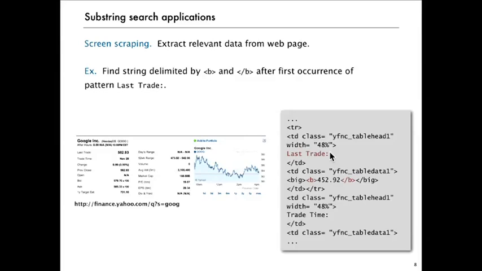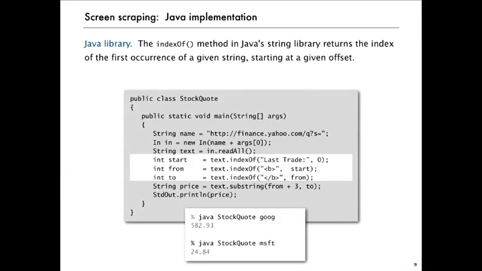So if we want to write a program to find Google's stock price at any time, what we can do is take this page, put it on an input stream, and search for the pattern last trade. And then just after last trade, there's the price in bold. So what we really want is the string between <b> and </b>, which delimits bold, after the first occurrence of the pattern last trade. And it's simple to write a Java program that implements this.